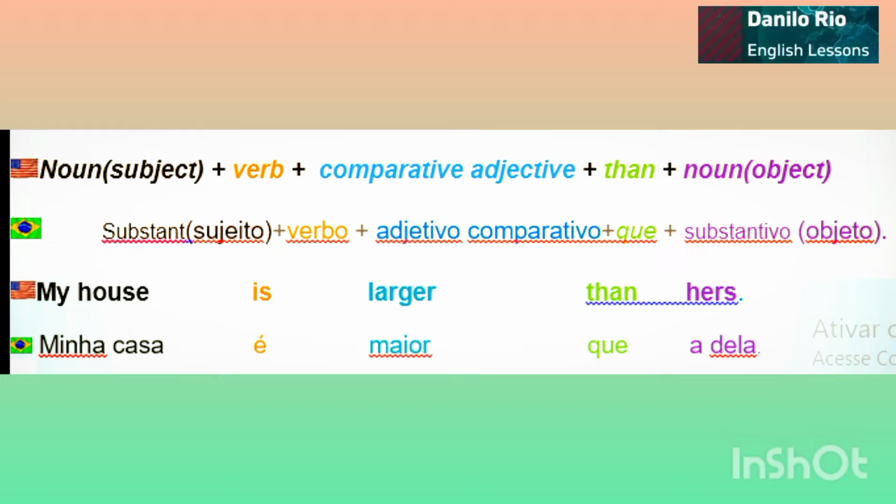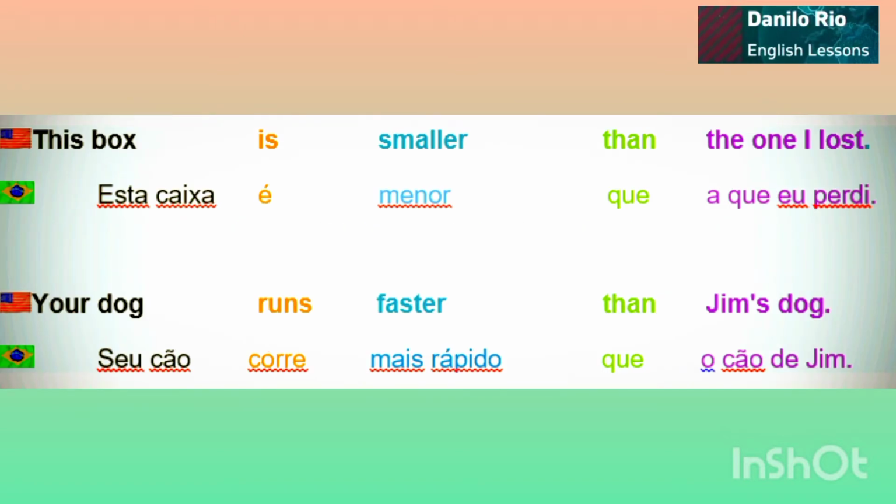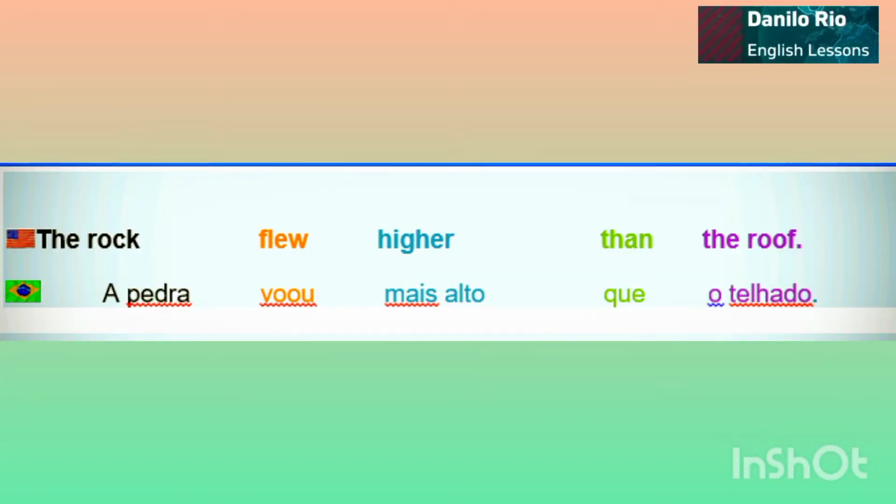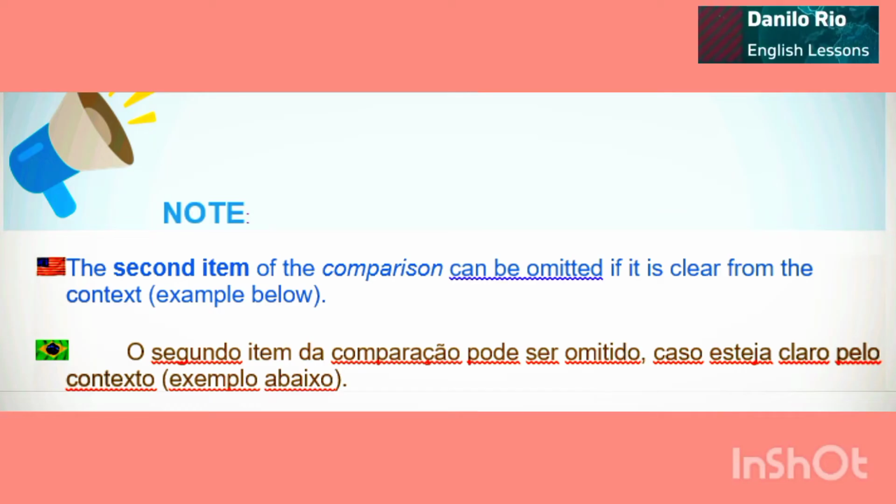My house is larger than hers. This box is smaller than the one I lost. Your dog runs faster than Jim's dog. The rock flew higher than the roof.